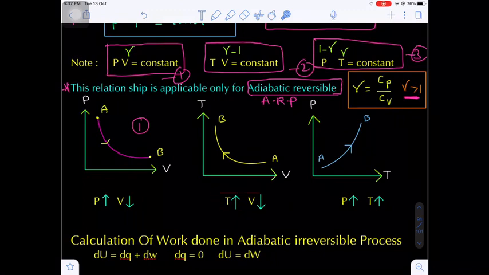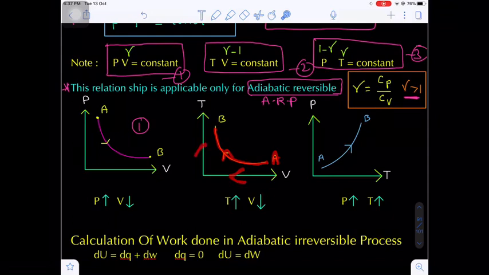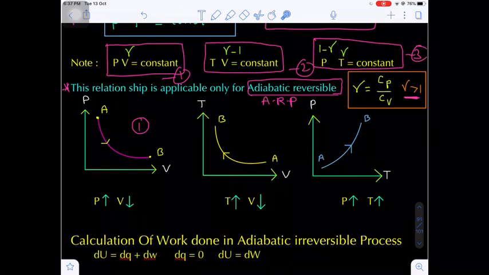Are you getting my point? Now here you see in this graph, I am moving from A to B. A to B, what happens? Volume decreases. Volume decreases means temperature has to increase. Are you getting my point? Now, this corresponds to equation number 2, graph number 2. Okay. Come to equation number 3, graph number 3.